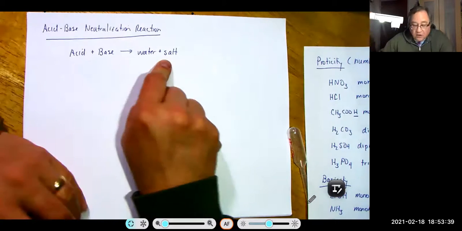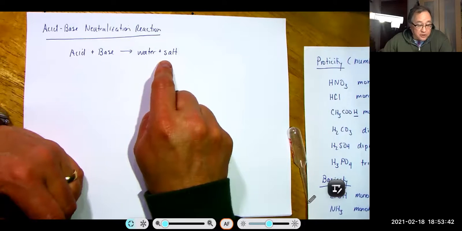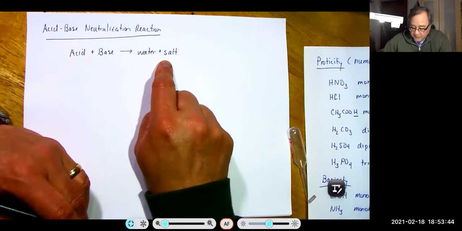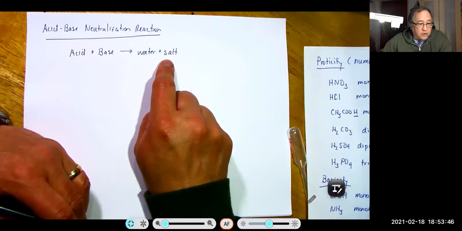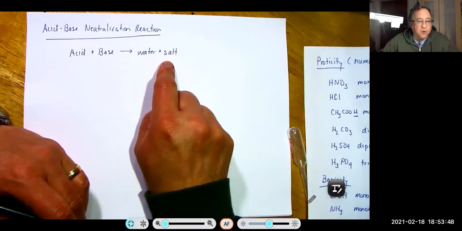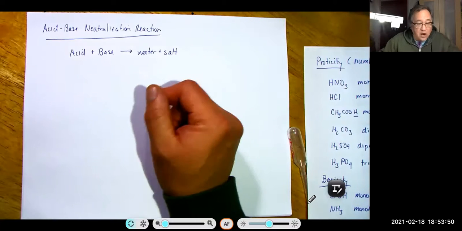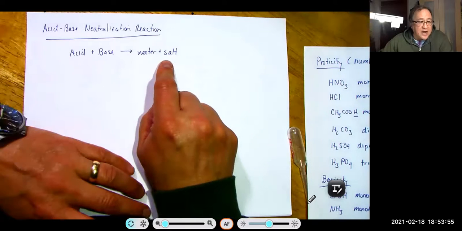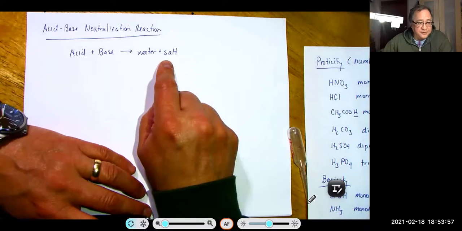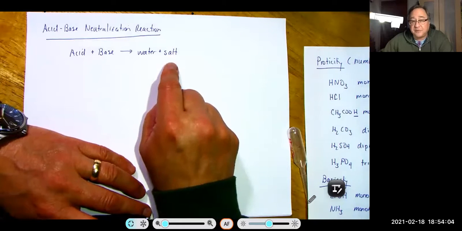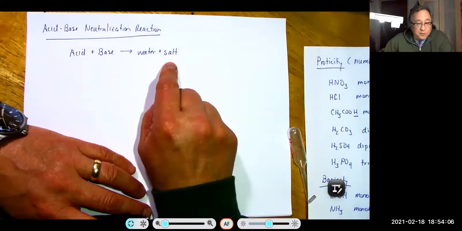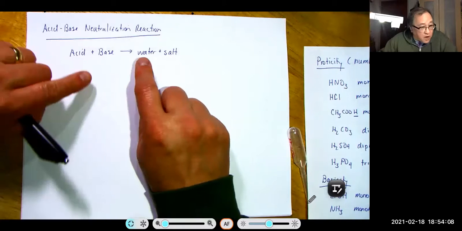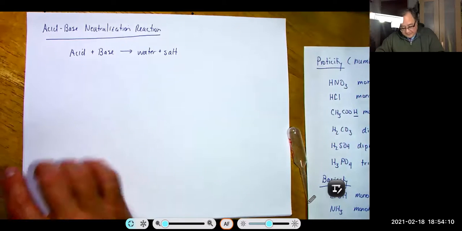And when I say salt, I don't mean table salt. It could be table salt. But in this world, salt means the other product from an acid-base reaction that's not water. These salts are usually ionic compounds. So salt is clearly a shorter way to say ionic compound. But salt in this case refers to specifically the other product other than water of an acid-base reaction.